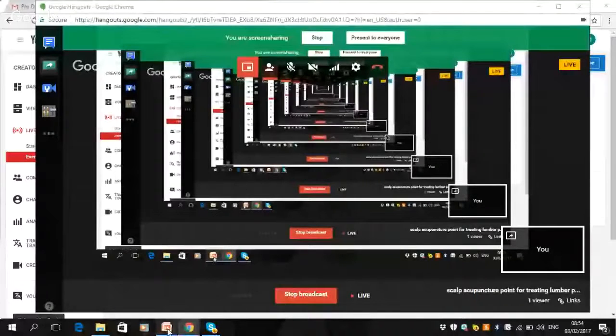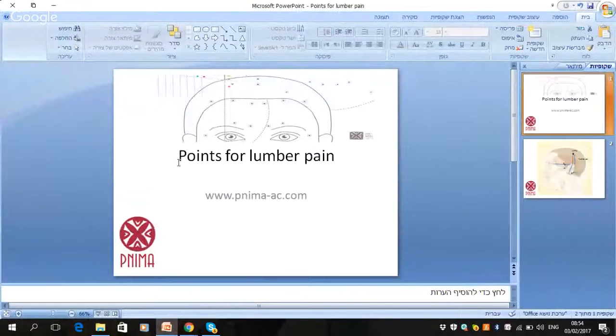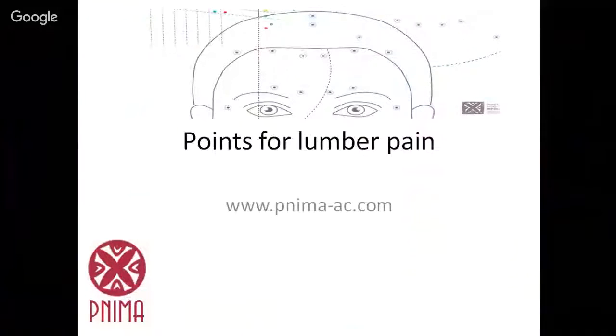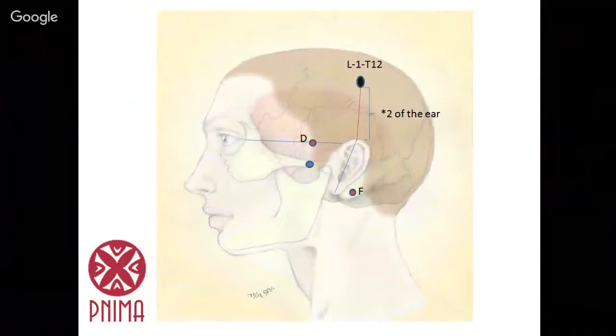So I'm going to move to my PowerPoint so you can see the location. Okay. The first point I'm going to be speaking about is the D point. If you can see the location here, the D point has an effect on any pain or weakness or numbness of the lower extremities, from the navel down to the feet.